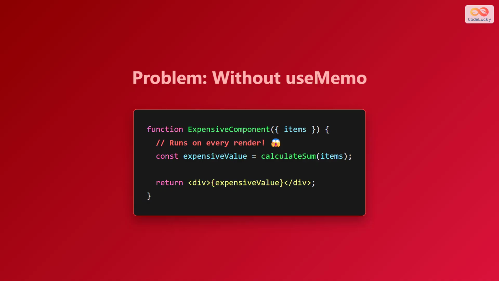Let's see the problem we are trying to solve. Without useMemo, the function calculateSum runs on every render, even if the item's prop hasn't changed. This can lead to performance issues if calculateSum is an expensive operation.